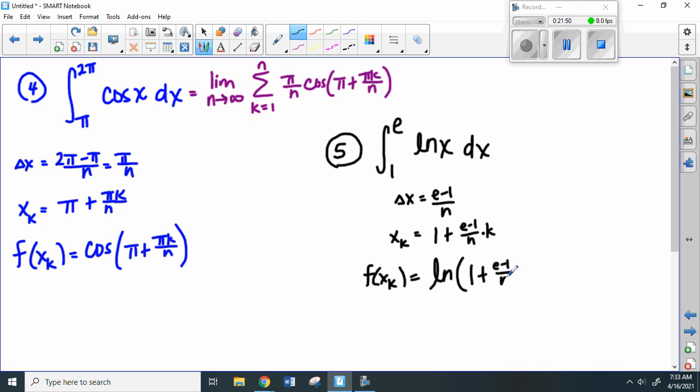I think I'm going to keep these separate this time. Okay? And so then I'm ready to come back up here and put it together. Don't want to run out of room, so I'm not going to write super big. K equals 1 to n. And then again, delta x typically goes in front of the function, but it doesn't have to. All right. And then here is my function. All right. And that is the limit of a Riemann sum.